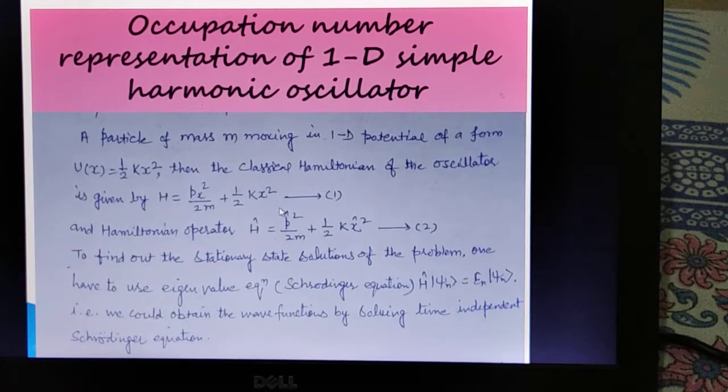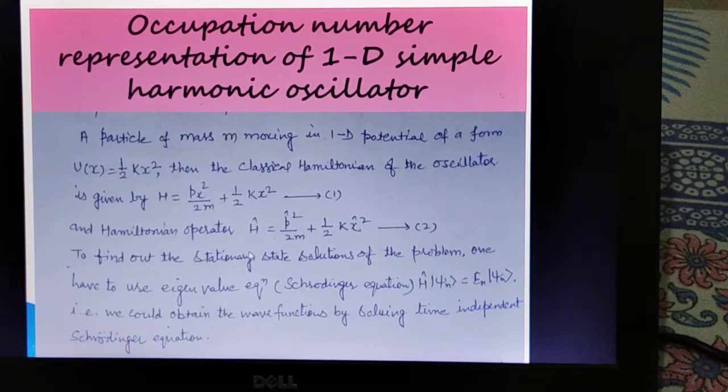we write the Hamiltonian operator, or quantum mechanical Hamiltonian, then all of the observables like H, px, x will be replaced by their quantum mechanical operators. So the quantum mechanical Hamiltonian for one dimensional simple harmonic oscillator is H equal to p square by 2m plus 1 by 2 kx square. On H, p and x we are having k.